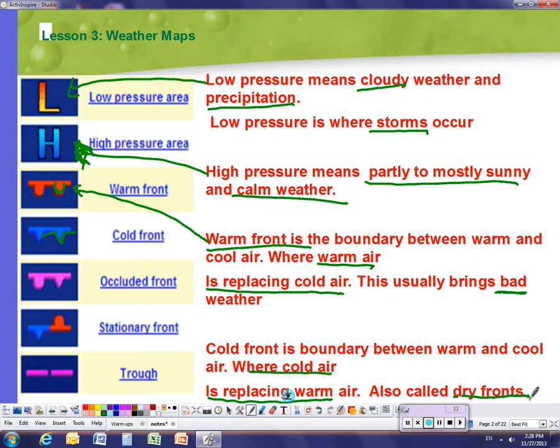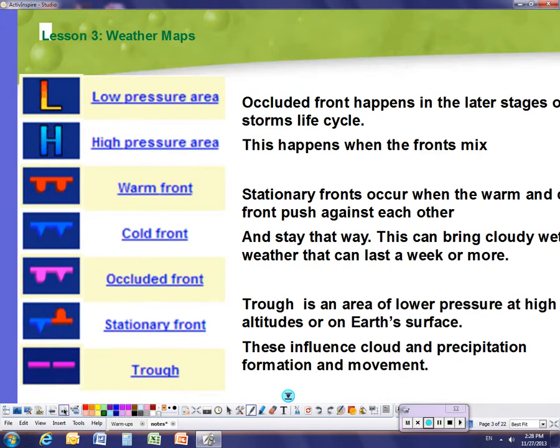Then on the next slide, so if you're not done, pause it. So the next slide, you don't have to copy any of these down. The main ones are on the previous slide.